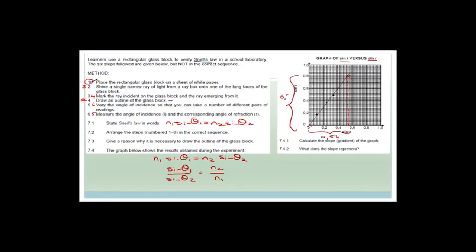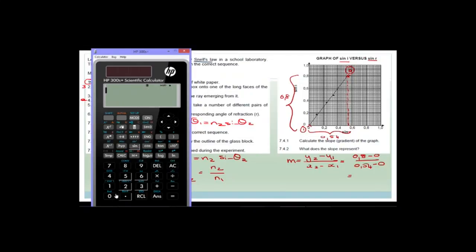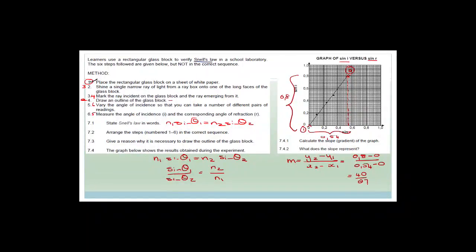And the y is 0.8. And obviously that point there is zero. So therefore we can say m is y2 minus y1 over x2 minus x1. I'm going to call this point 2 and this point 1. So therefore y2 is 0.8 minus 0 over x2 is 0.54 minus 0. So if I pop that in my calculator, I get 0.8 divided by 0.54 equals 40 divided by 27, or 1.48. Okay, so you can either write it as 40 over 27 or 1.48. And it says, what does the slope represent? Well, the slope actually represents the difference in the refractive indices between the angle of refraction.